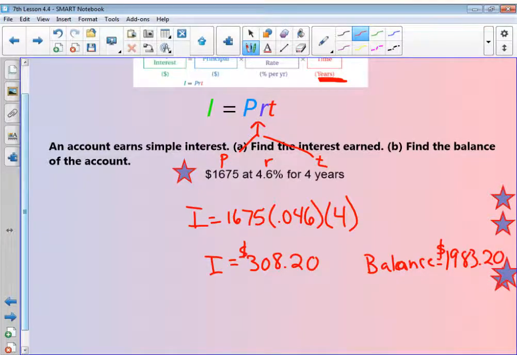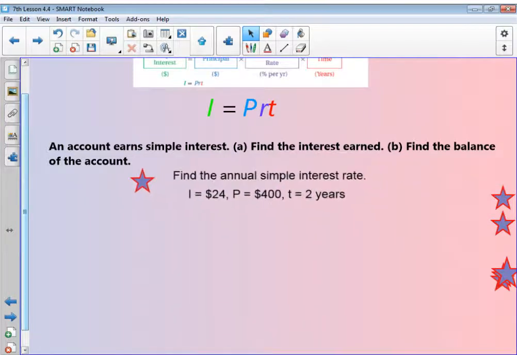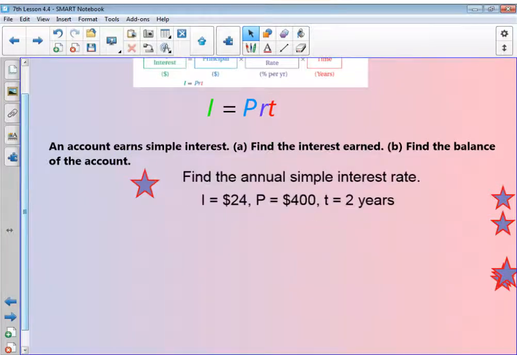Okay, so the interest you should have found out was $308.20, and the balance ended up being $1,983.20. Okay, so that's working with this solving just for that interest. So that's the most basic form. Okay, so sometimes they're going to have us find a different part of the equation.